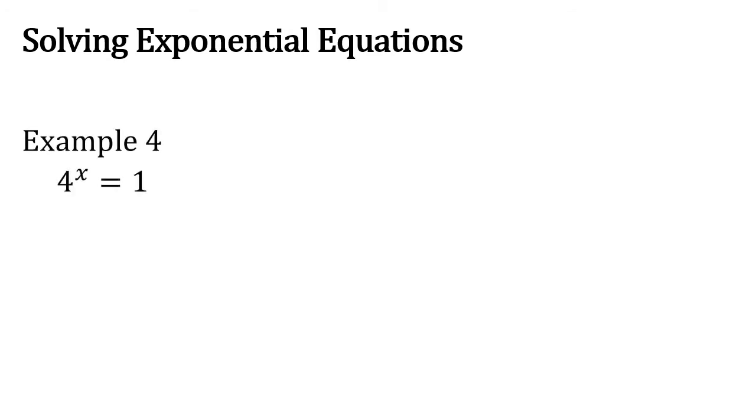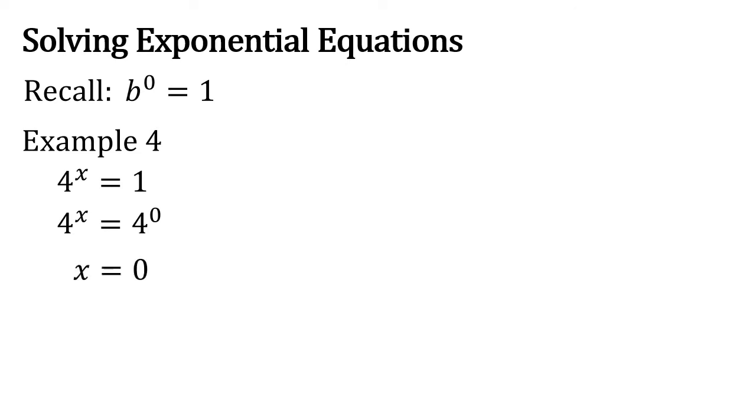For example, 4 raised to x is equal to 1. So remember, b raised to 0 is equal to 1. Any base raised to 0 is equal to 1. So we can say that 1 could be 4 raised to 0. We chose 4 because 4 is also the base of the left side of the equation. So now we have 4 to the x equals 4 raised to 0. So x is equal to 0.